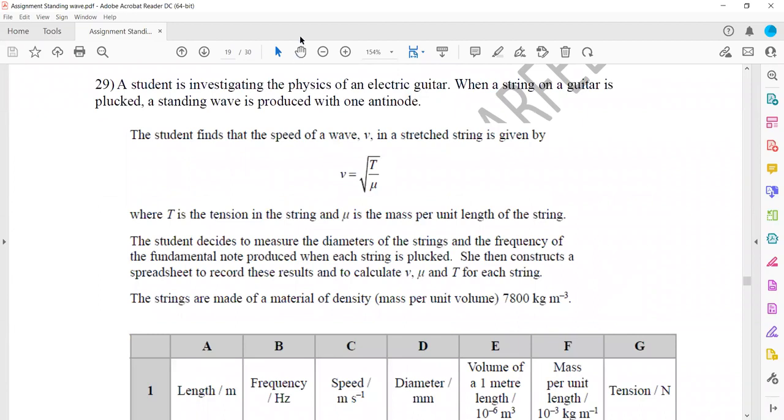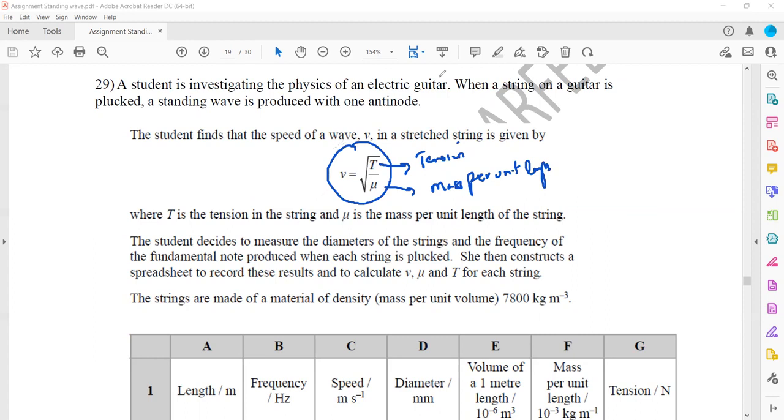Question 29. A student is investigating the physics of an electric guitar. Guitar is a string instrument, so for finding the speed of the wave, we can use this formula: v equals the square root of T divided by mu. This is valid for a wave in a string, where T is the tension, the force on the string, and mu is the thickness or mass per unit length. Like how much mass is there in a unit length, that will give us the value of mu.